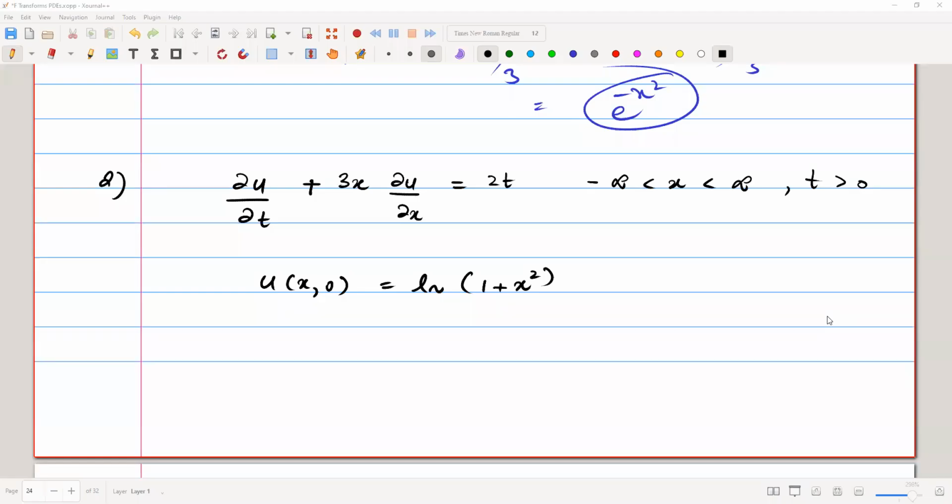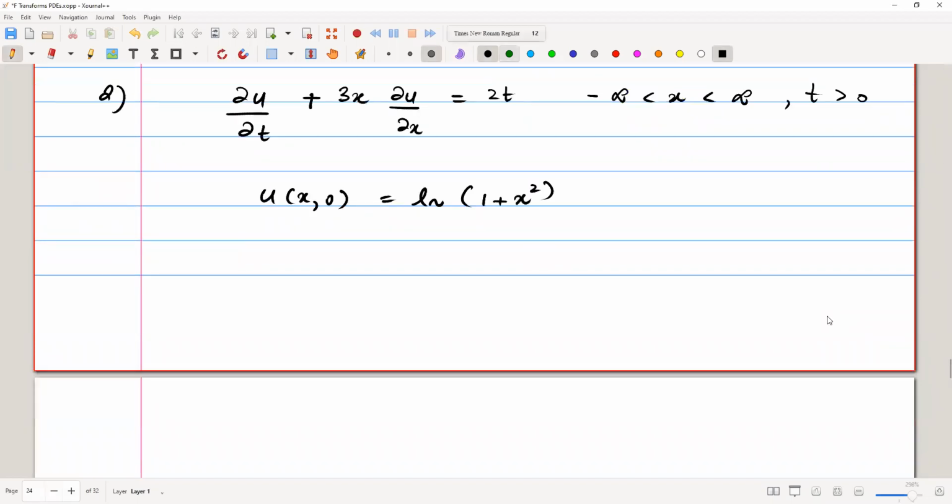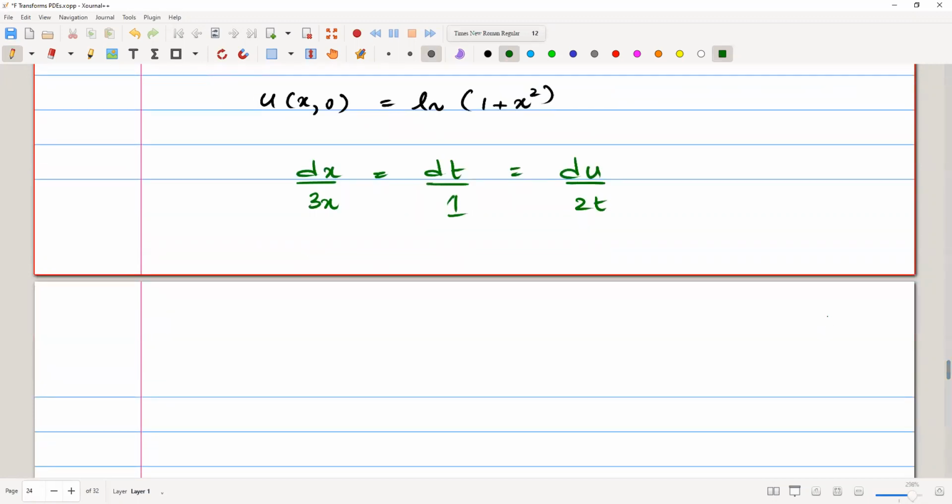Now if we look at this problem, we can see that if we form the Lagrange form of these differential equations, we have dx over 3x, because the coefficient of dou u over dou x is 3x, equals dt over 1, the coefficient is 1 here, and then du over 2t. That is this variable here. So now we can solve these pairs.